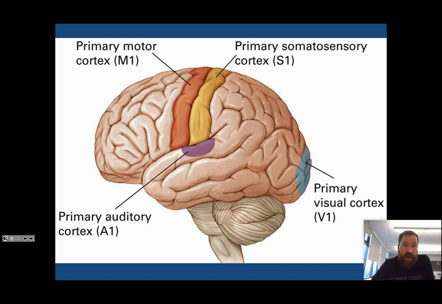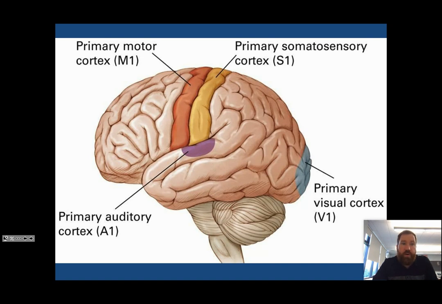Now, there's a really cool thing that happens with these two cortices, the primary motor cortex and the somatosensory cortex. And that's, the brain has built into it a map of the body, which seems kind of strange. But if you were to undergo brain surgery and they were to stimulate a part of your somatosensory cortex that was associated with, say, your hand, you would feel that there was something on your hand when they were stimulating that part of your somatosensory cortex.